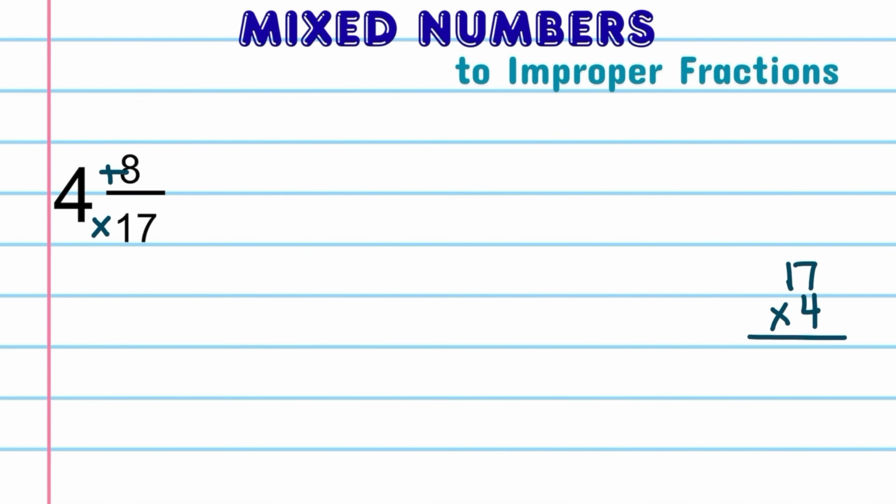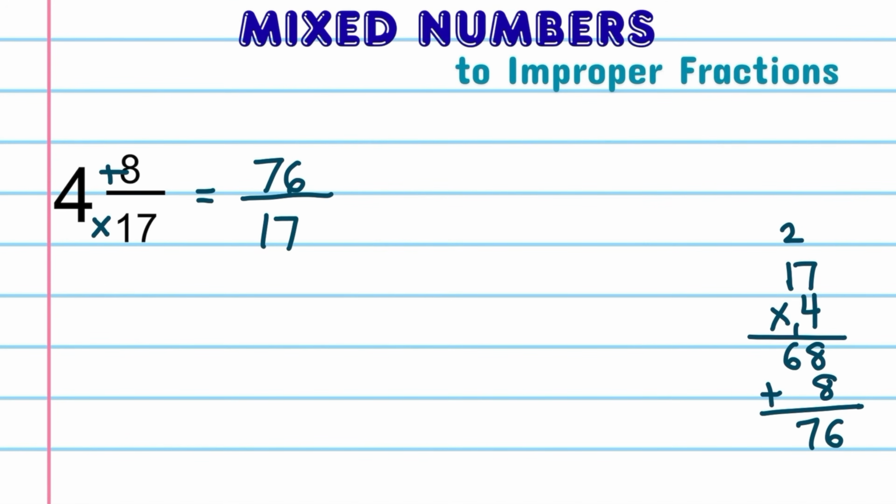Well, I do know that 7 times 4 is 28, and then 4 times 1 is 4, plus 2 is 6. So that's 68, and then I'm going to add 8. So I'm going to add 8 to 68, and that gives me 8 plus 8 is 16. 6 plus 1 is 7. So I know my numerator is 76, and I'm going to keep my denominator the same, which is 17. So 4 and 8/17 converts to 76 over 17.